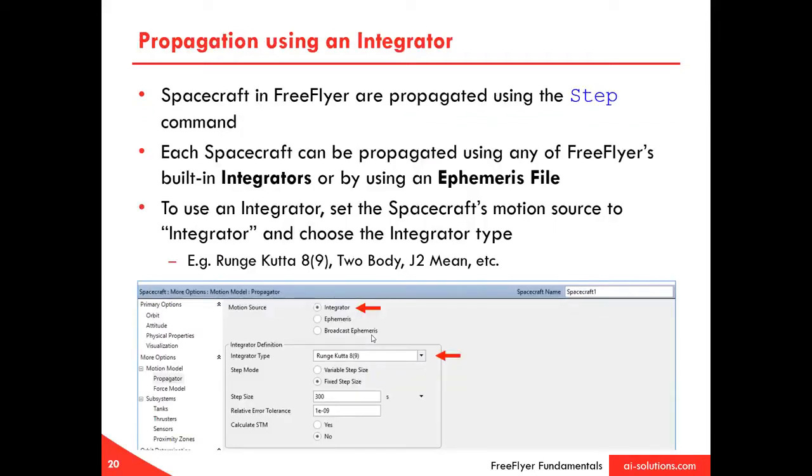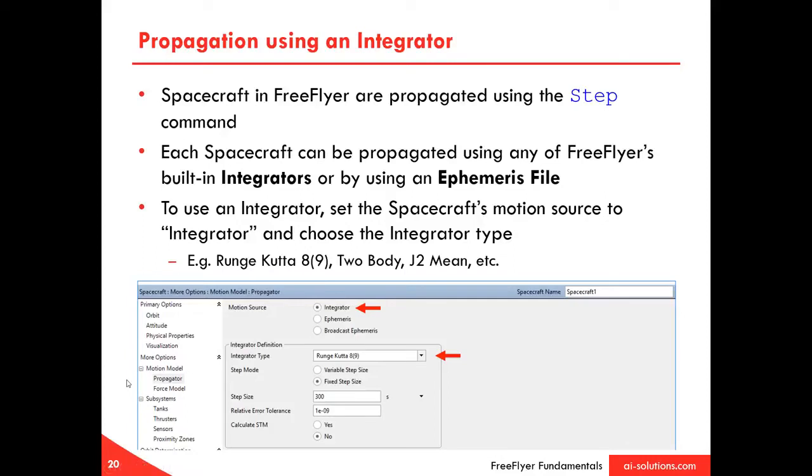When you're propagating your spacecraft in FreeFlyer, as you've already seen briefly when we were putting together our simple starter mission plan, you'll use the step command. Any spacecraft in FreeFlyer can be propagated using either an integrator or by using an ephemeris file. We can accomplish this by going to the propagator page under Motion Model on your spacecraft object.